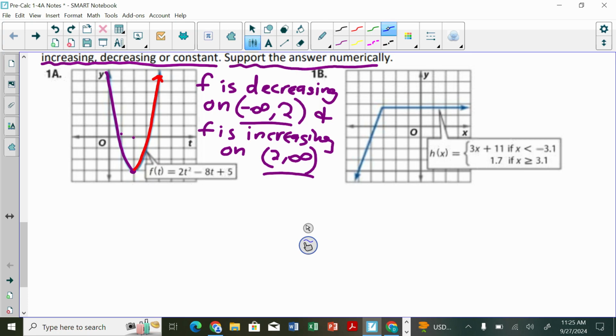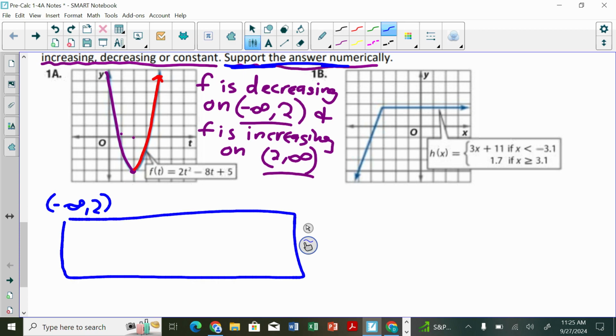This is where we're supporting the answer numerically. So we show that ourselves. Our first interval is negative infinity to 2. We're just going to write those up there and make our table. I'm going to make it large because our writing is not the greatest. So we have x here, and then we have f of x right here. We'll split those in half.